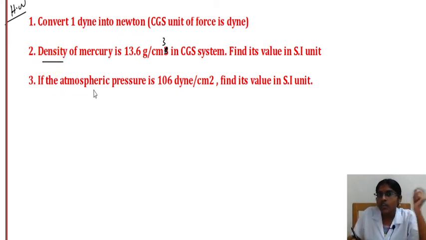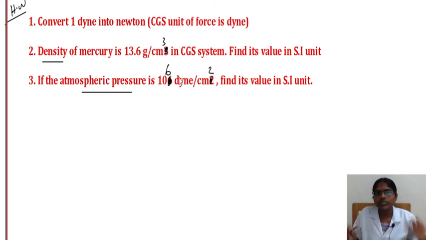Third question: if the atmospheric pressure, so the quantity is atmospheric pressure, is 10 to the power 6 dyne per centimeter square, find its value in SI, right? So I repeat again, this is centimeter cube, this is 10 to the power 6. Okay, so just do these sums. Thank you.